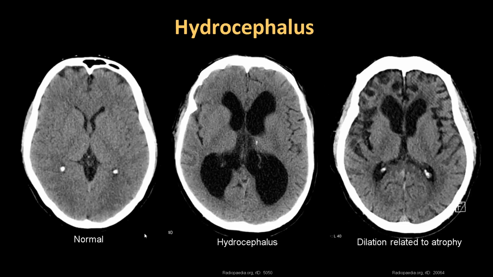So what could some pathologies look like? Here's a normal for comparison. Here's a patient with hydrocephalus, so massively dilated ventricles, really rounded and ballooned out. The cause wasn't stated in the case.